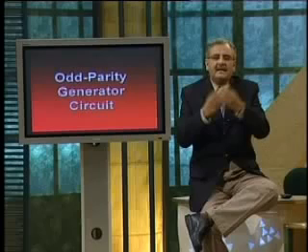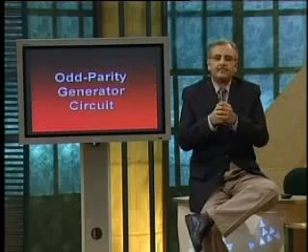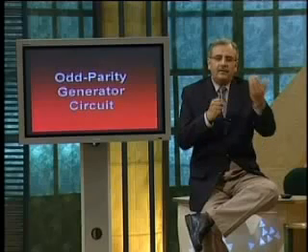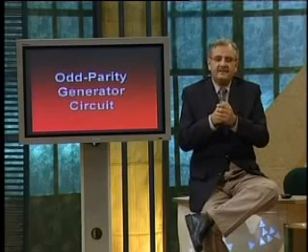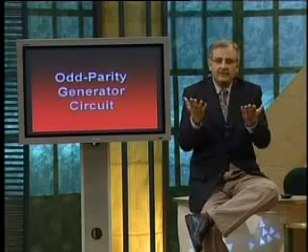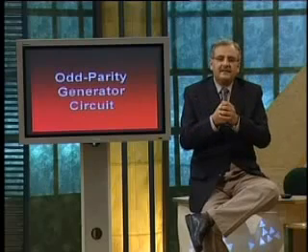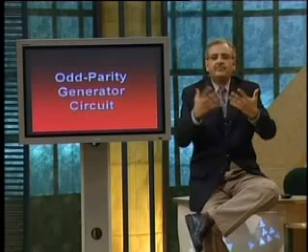So for example, the data is 0, 0, 0, 0. All four bits are 0. So what should the parity bit be? Since we are using odd parity, the odd parity bit value should be 1. So output would be 1 for the input combination 0, 0, 0, 0. Similarly, if your input combination is 0, 0, 0, 1, then the output parity bit should be 0, basically to keep the number of ones odd. Similarly, you can determine the parity bit for all 16 combinations. So your function table will be complete.